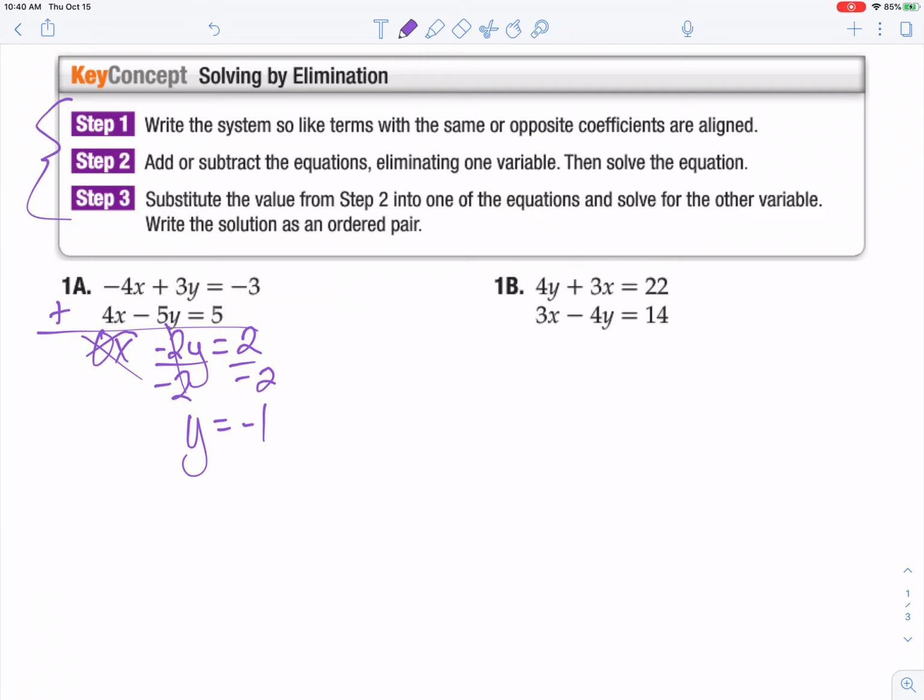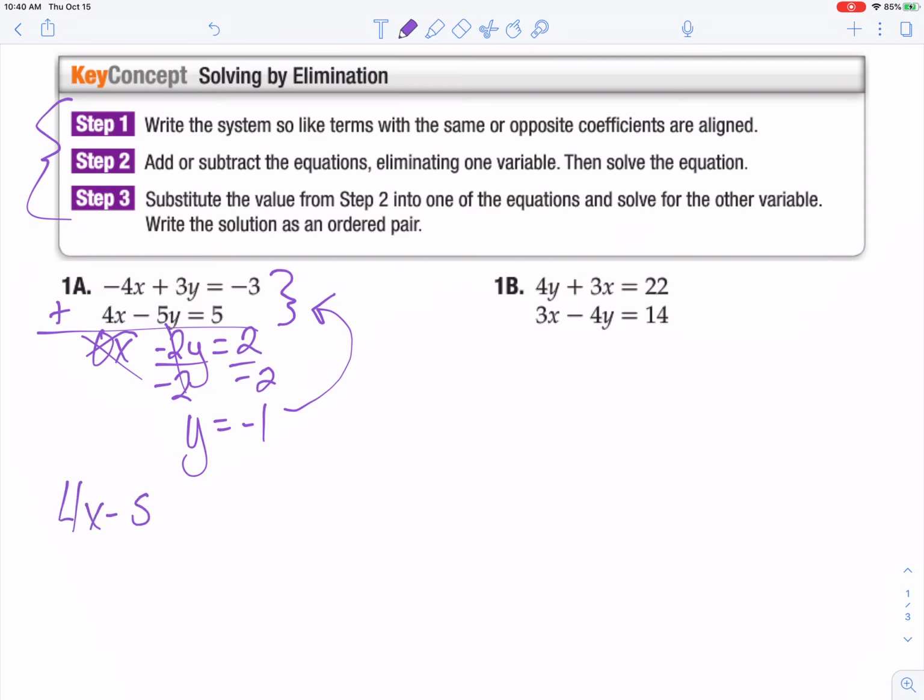So step 3, take your answer from step 2, plug it back in so that you can write your solution as an ordered pair. It doesn't matter which equation you plug into. It's your personal choice. I think I'll plug into the bottom one because it has one less negative. It doesn't really matter.